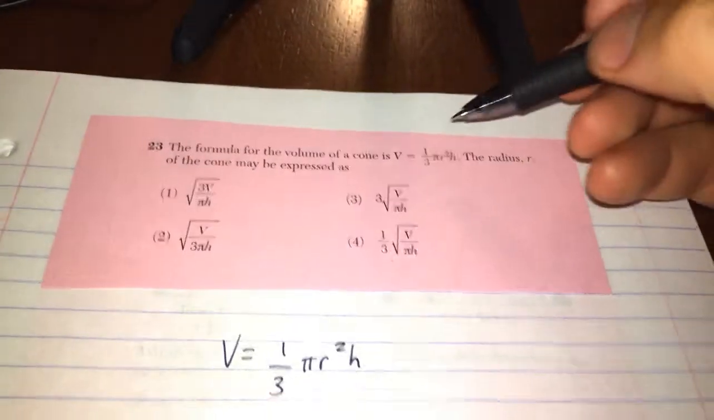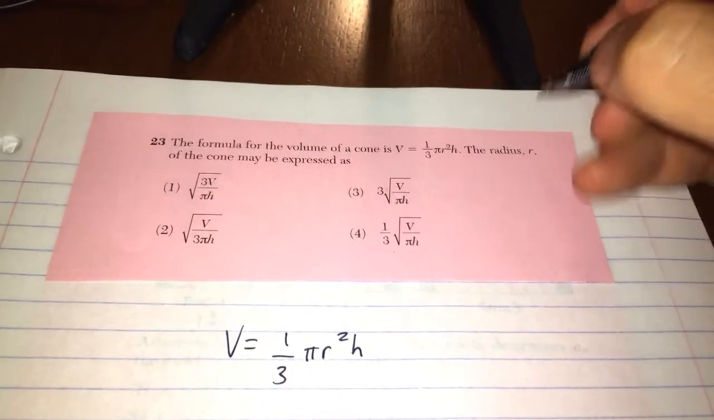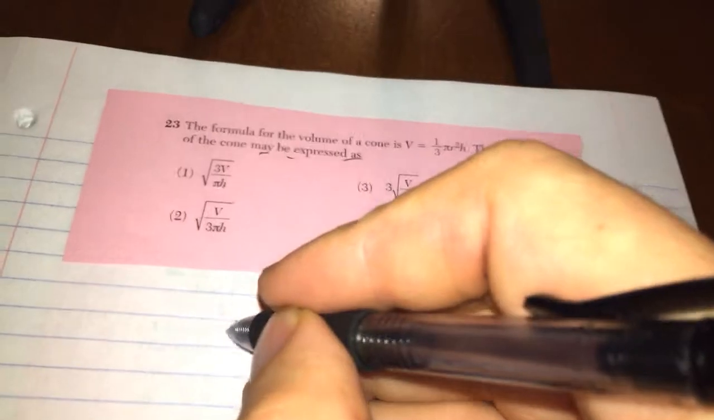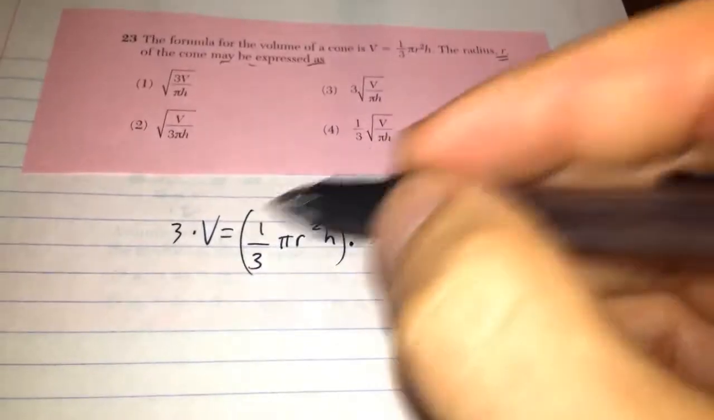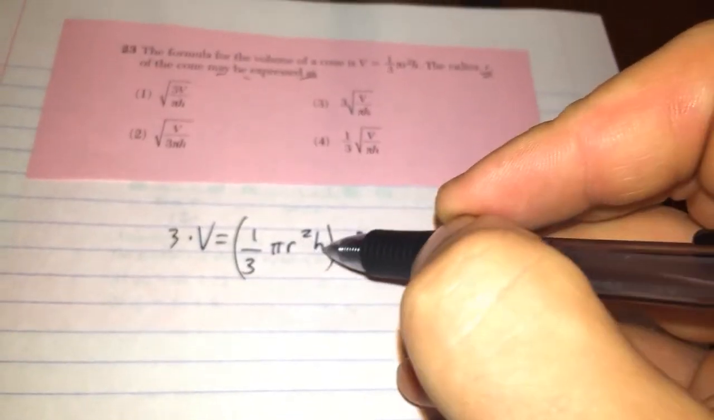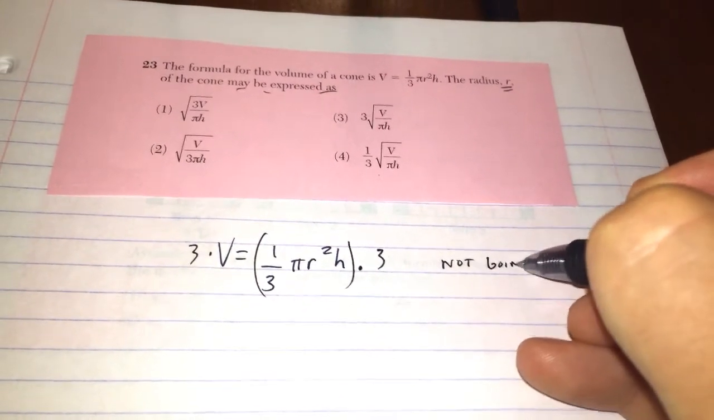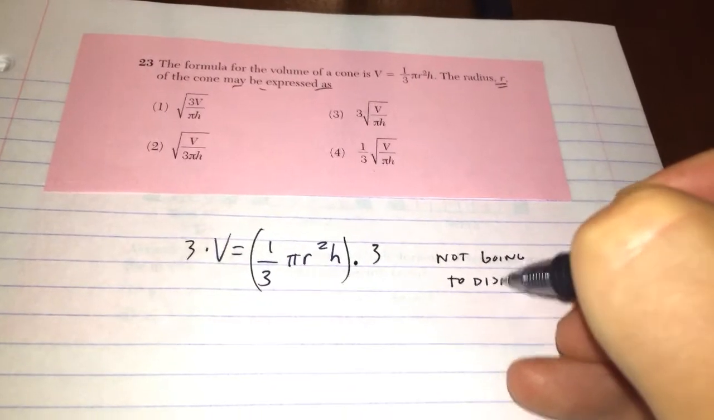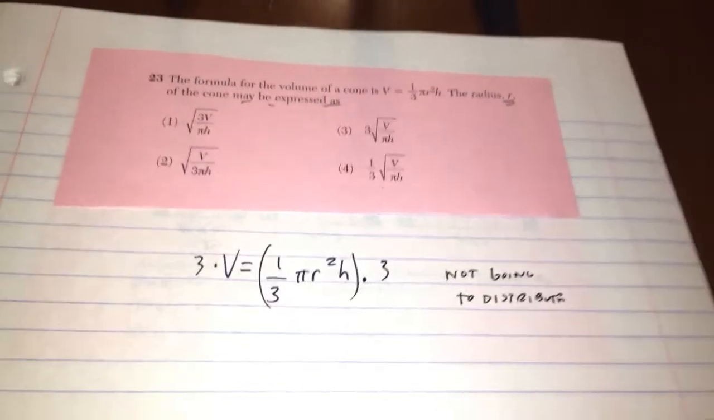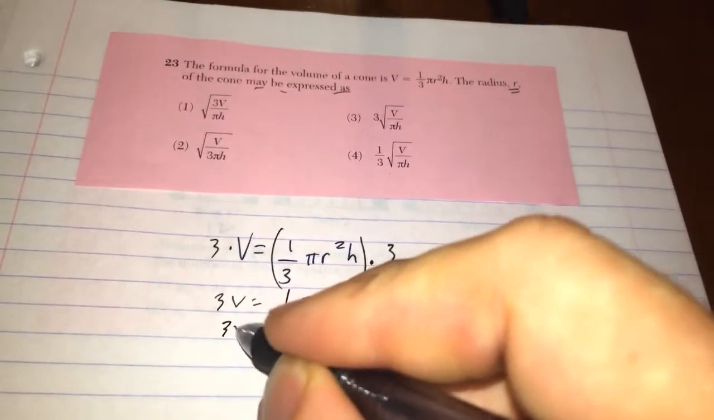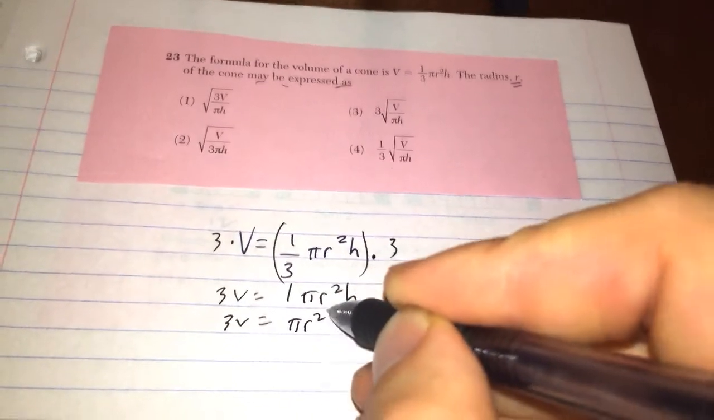Number 23, they want you to solve this equation for r. R may be expressed as, so what I'm going to do is multiply both sides by 3. Multiplying this side by 3, there is no addition sign, so I am not going to distribute. I can just multiply 3 times a third, and 3 times a third basically equals 1. So you essentially have 1 pi r squared h.